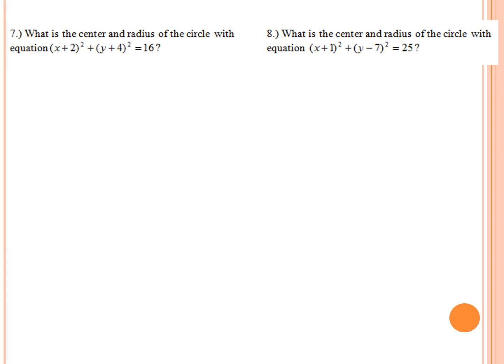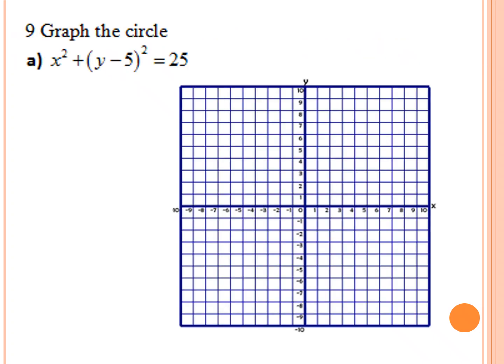I have a positive 2 and a positive 4, so I know because of the equation that those are both negatives, and the square root of 16 is 4. And then again for 8, we have our equation there, and our 1 is positive, so when we write our center, it is going to be negative 1, 7, and then the square root of 25 is 5.